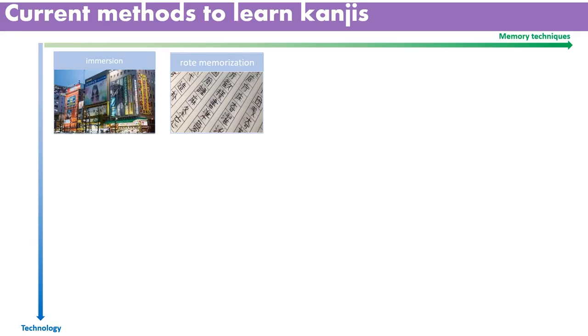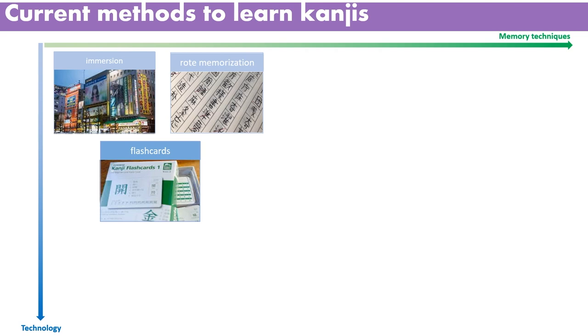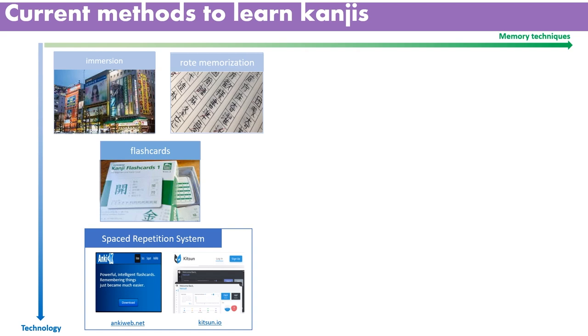Now the flashcards. It's becoming more technological since you are introducing an element of organization and optimization in your learning process. I assume you are familiar with the concept. You have a set of cards with a question and an answer on the other side, and you quiz yourself with those cards. And finally, systems with a strong layer of technology, the SRS, spaced repetition systems. Very similar to flashcards, with an algorithm that optimizes the interval of repetitions of the cards based on your previous answers. Specifically for Japanese, I can recommend Anki or Kitsune.io, a more recent one. Both have various decks for Japanese kanjis.